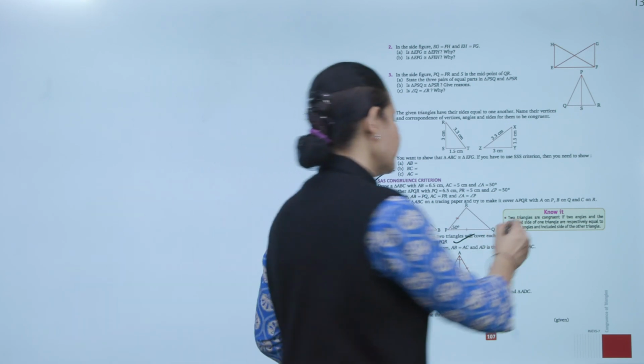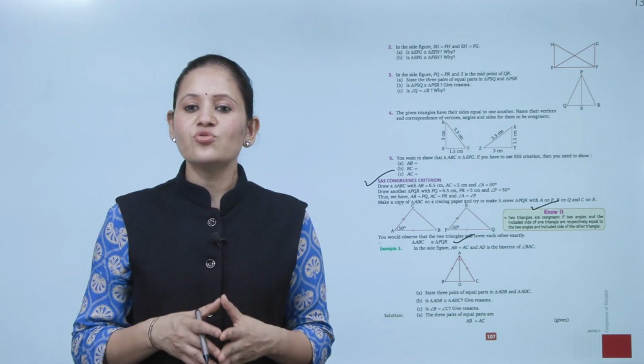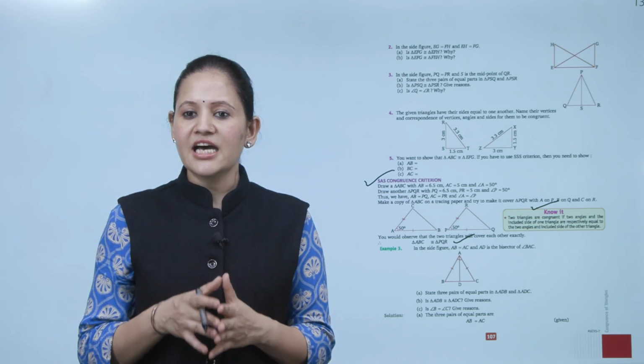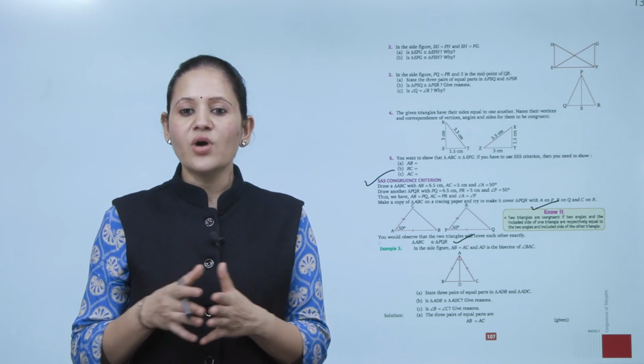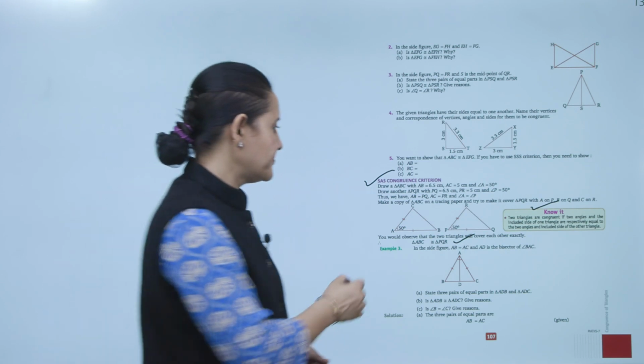Know it. Two triangles are congruent if two sides and the included angle of one triangle are respectively equal to two sides and the included angle of the other triangle. Now, we will take an example.